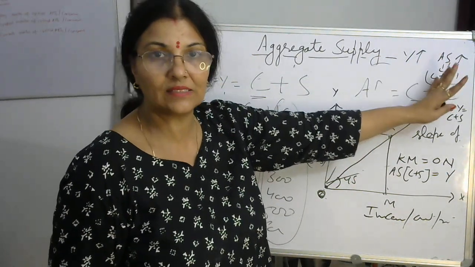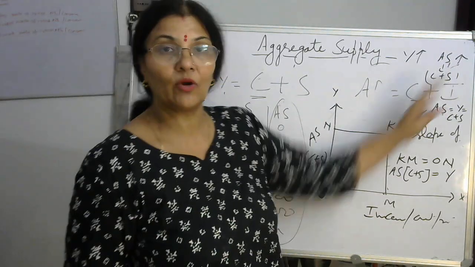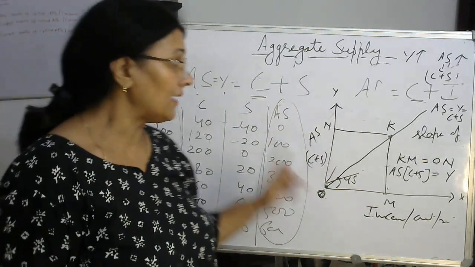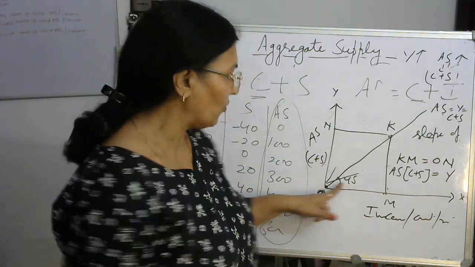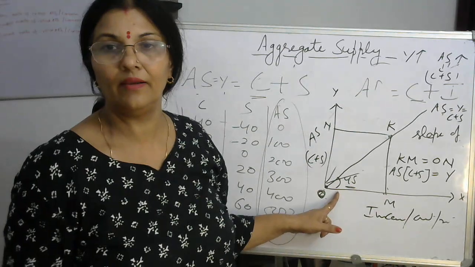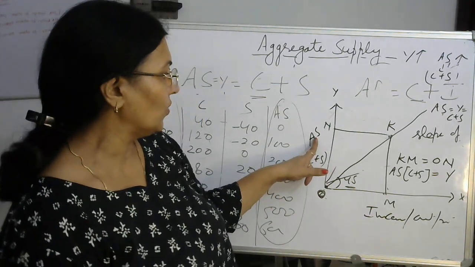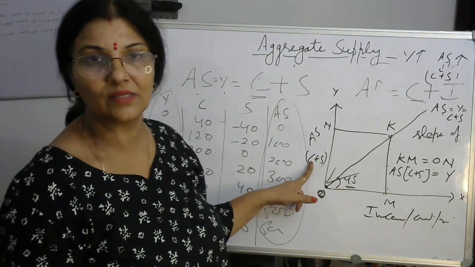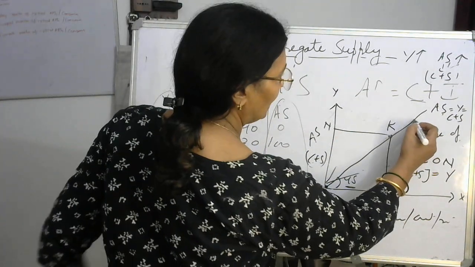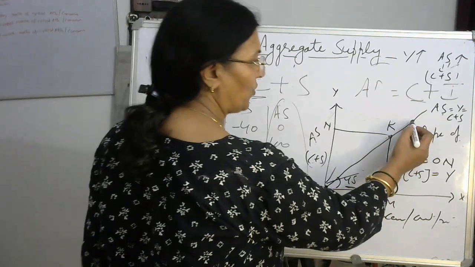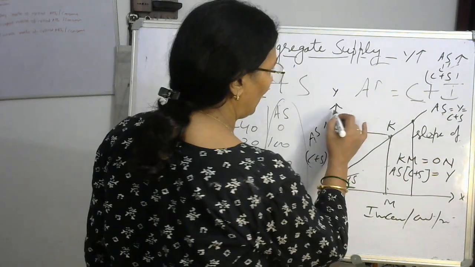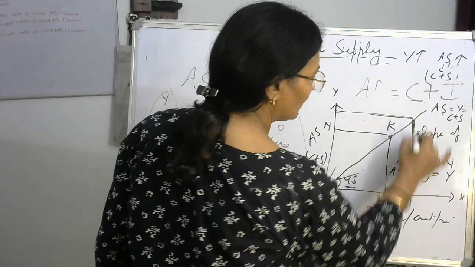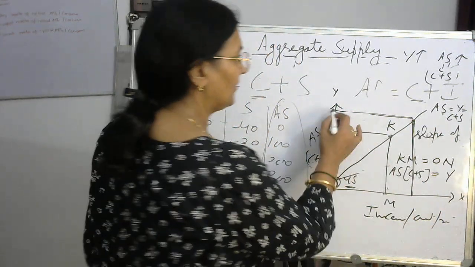So whenever this is ON, it is a straight line. Why? Because slope is constant. It's moving up because of direct relationship between income and AS or C plus S. And another feature, it starts from origin with 45-degree angle. Why? Because income is equal to AS, and AS is equal to C plus S. So take this point and draw the perpendicular on X and Y axis. This is what? AS, C plus S. And this is what? Income.